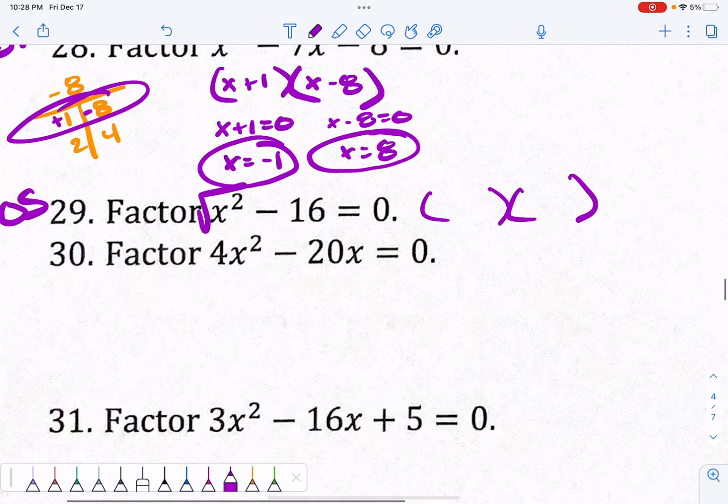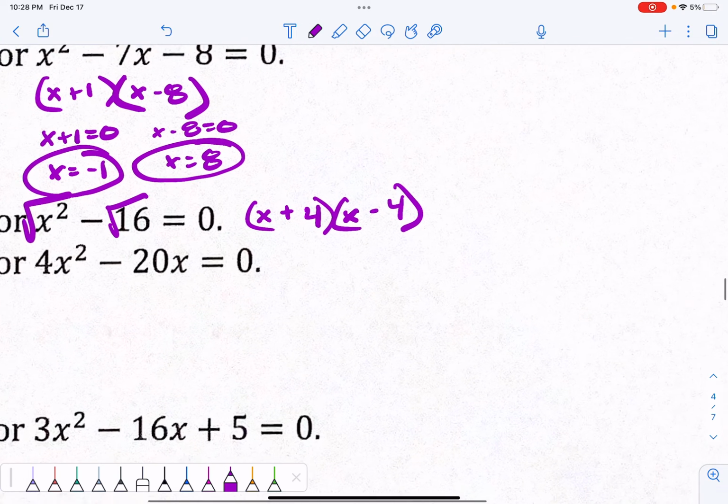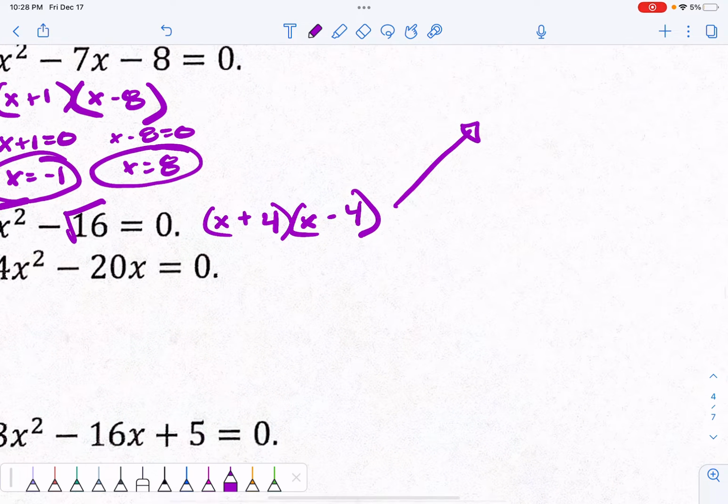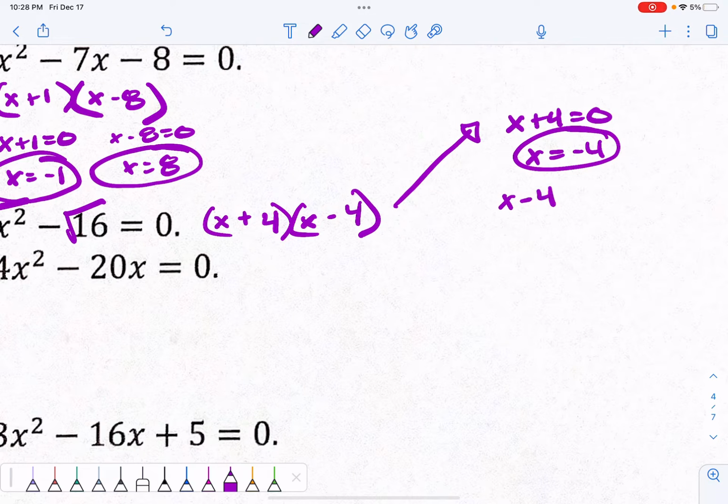29 is a difference of squares, and we break it down still into two binomials as well. So we take the square root of x squared and the square root of 16. The square root of x squared is x, so we put that here and here, and the square root of 16 is 4 here and here, and one of them is plus and one of them is minus, and then we just set those equal to 0. So if x plus 4 equals 0, then x equals negative 4. If x minus 4 equals 0, then x equals positive 4.